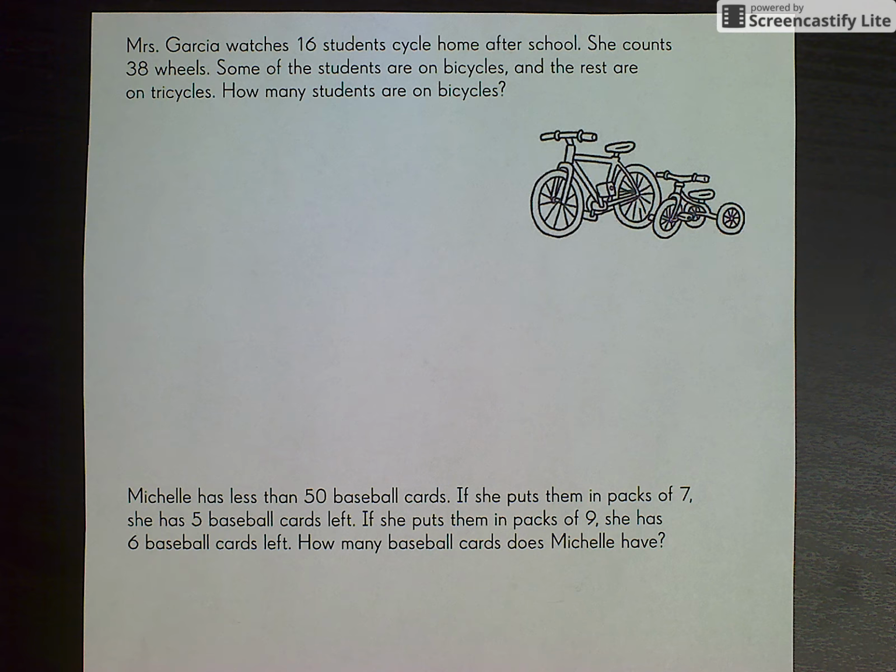Here's the problem. Miss Garcia watches 16 students cycle home after school. She counts 38 wheels. Some of the students are on bicycles, and the rest are on tricycles. How many students are on bicycles?